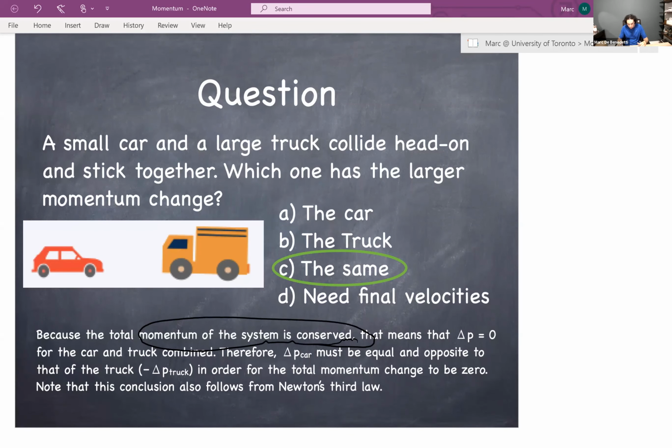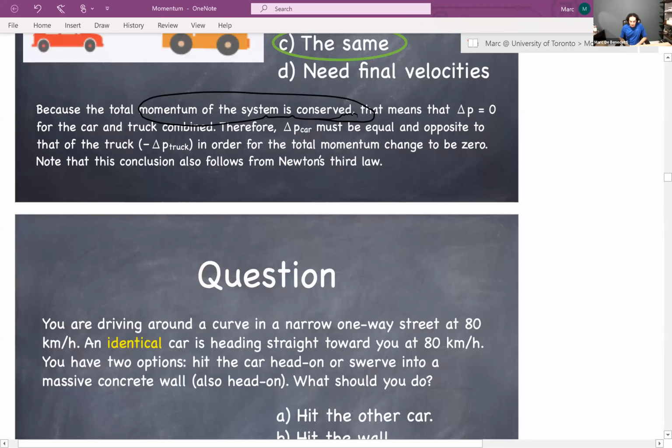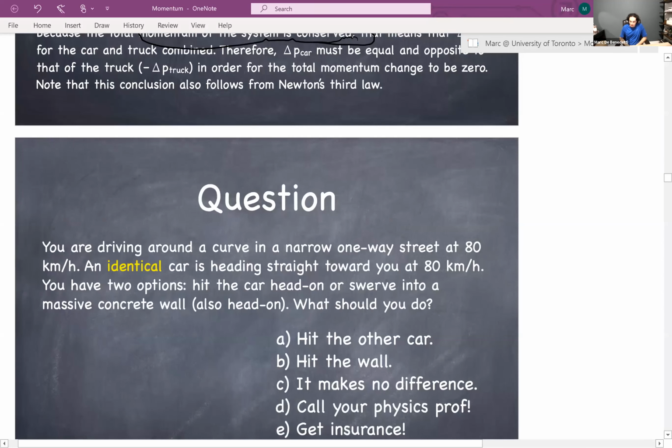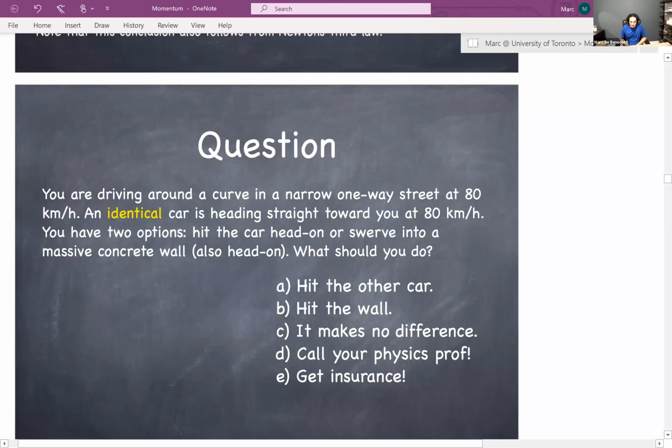One last one, I swear. You were driving around a curve in a narrow one-way street at 80 kilometers per hour. This sounds a lot like me. I would highly recommend you do not drive around a narrow curve on a one-way street at 80 kilometers per hour. We actually did a question earlier where the car was traveling at around 88 kilometers per hour and had to stop in 1.5 seconds, and it was not able to, right? It would overcome static friction and slide. So this is dangerous, I guess is what I'm getting at. It's a very dangerous setup.